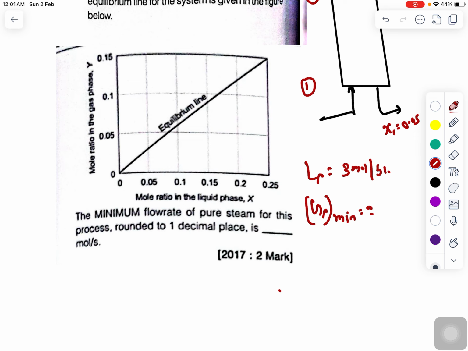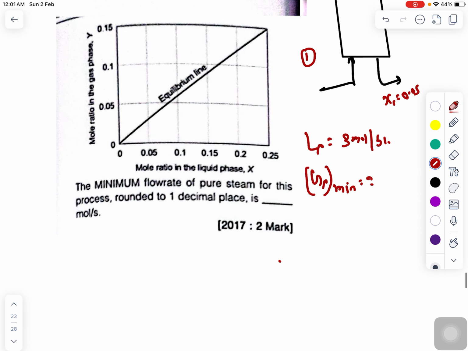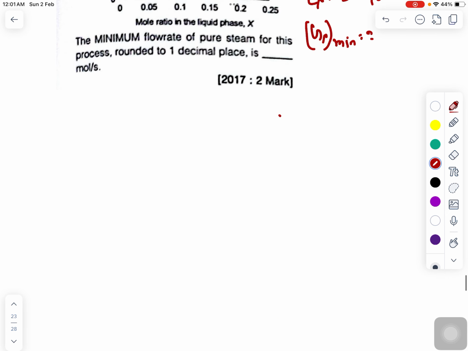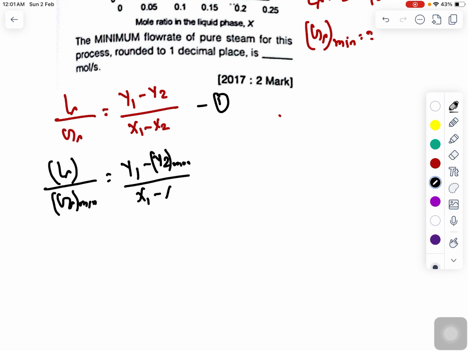Is that clear? Okay, GS minimum. So how will we calculate this? When we write the formula Ls divided by Gs, that is equal to y1 minus y2 divided by x1 minus x2. Is that clear? This is my first equation. And if I write Ls divided by Gs minimum, that will be equal to y1 minus y2 max divided by x1 minus x2.